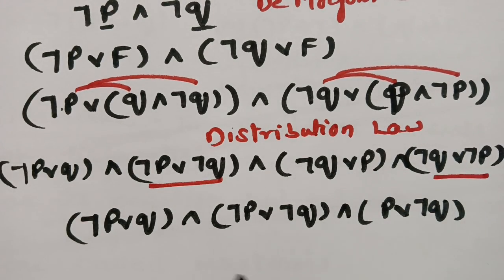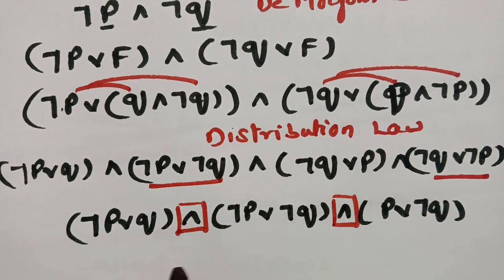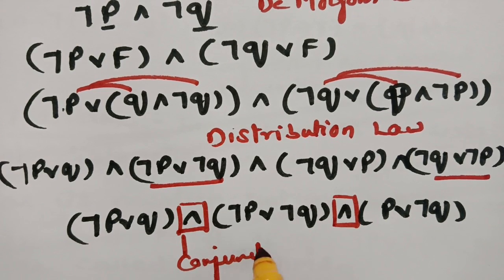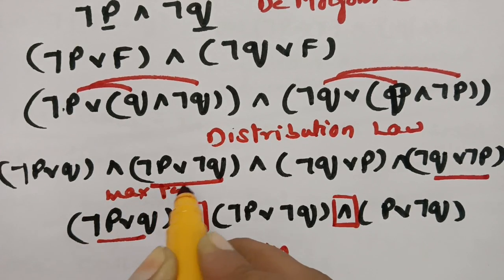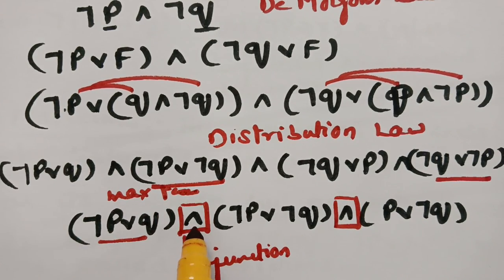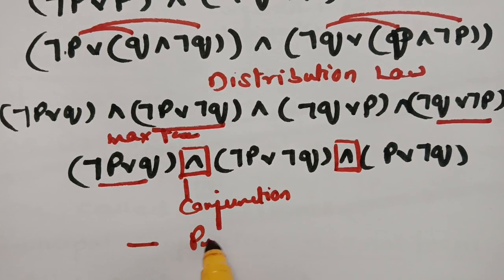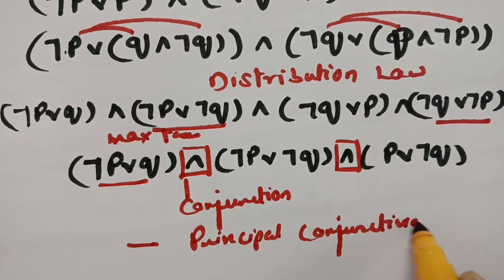Even I can use a commutative law. If you observe this one, what is in between? In between there is a connection symbol, that is conjunction. So these are all the max terms. This is nothing but the principal conjunctive normal form.